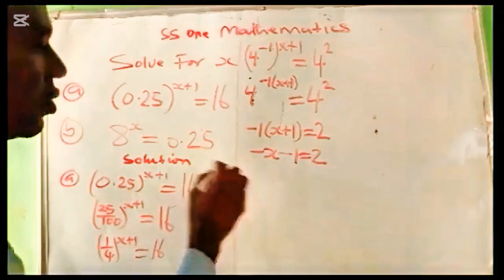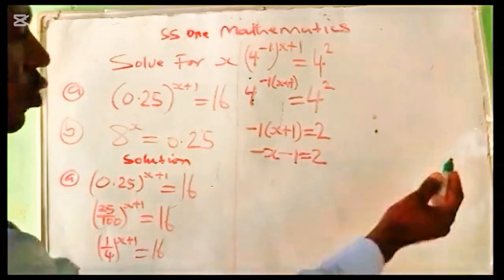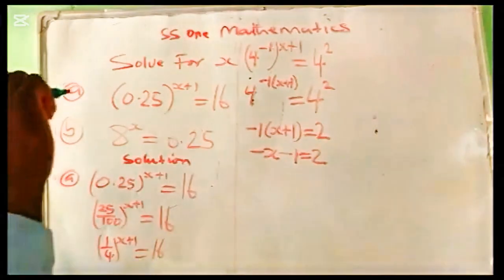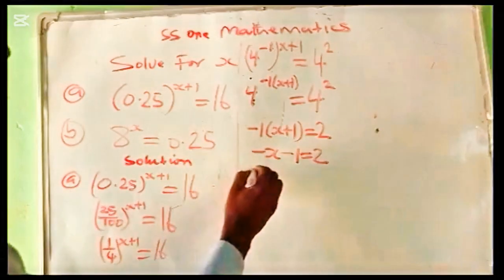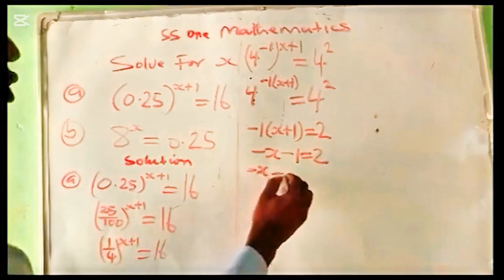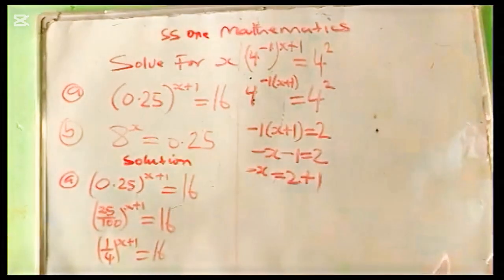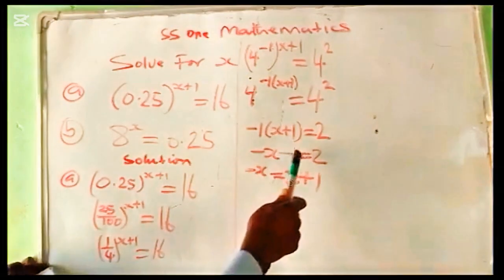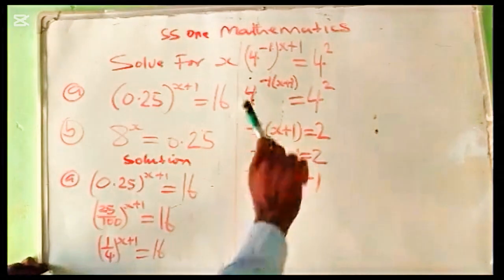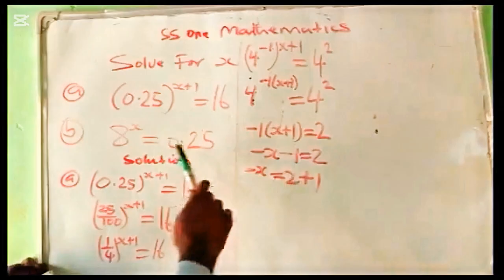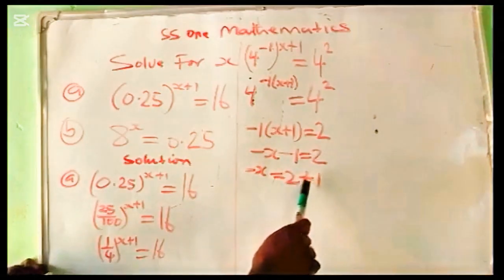So at this place, you collect like terms. That means minus 1 has to go to the other side. Since we are looking for the value of x, x must stand alone. So at this point, you have minus x, which equals 2 plus 1. Why is it turning to plus? It's turning to plus because it's moving from the left hand side to the right hand side. So the sign here is minus. As it's crossing from the left side to the right, it will turn to plus.